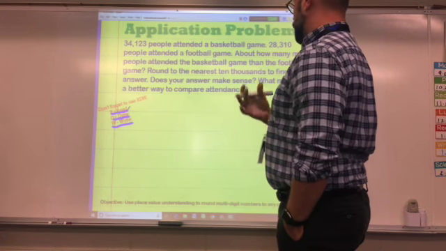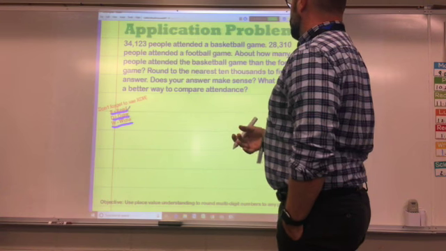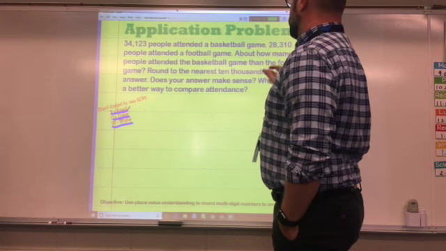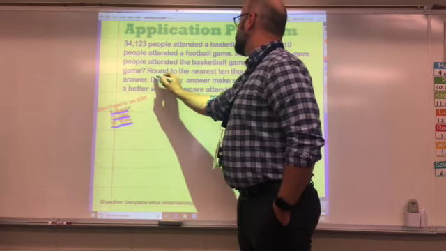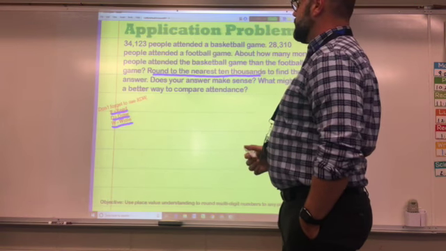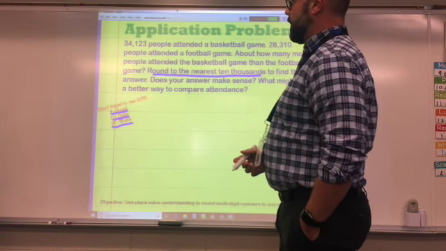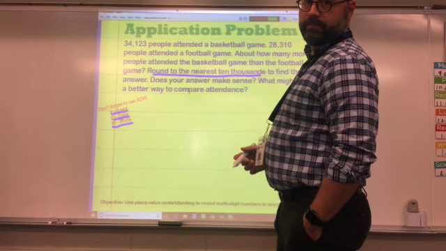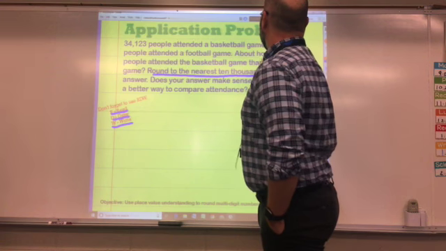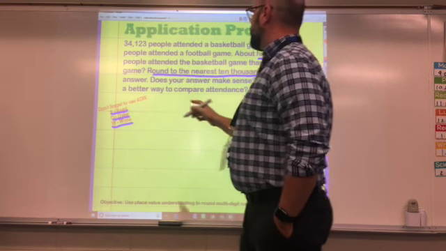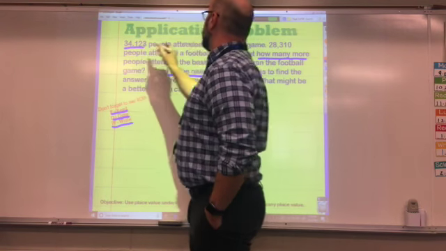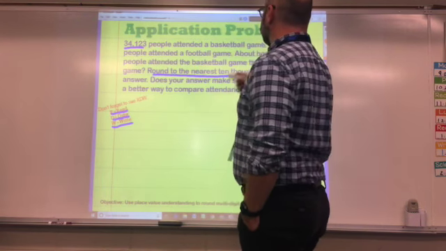There are a couple different ways you can do this, but the key thing to remember is they want you to round to the nearest 10,000s. Now, is this going to be an addition or a subtraction problem? Subtraction, because it says how many more people attend the basketball game. So we can see that this number is greater than this number.